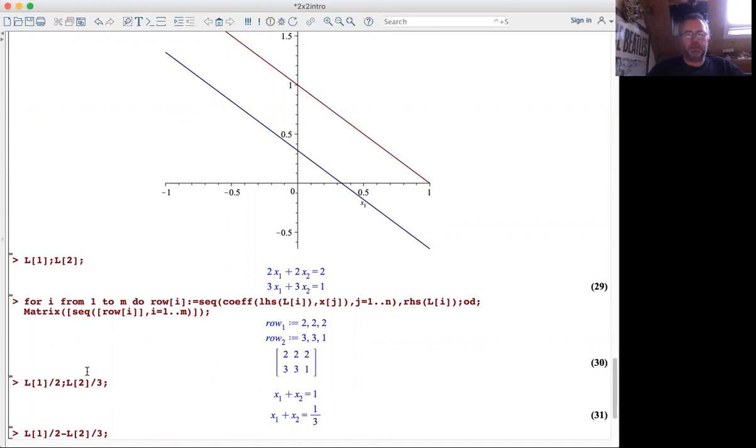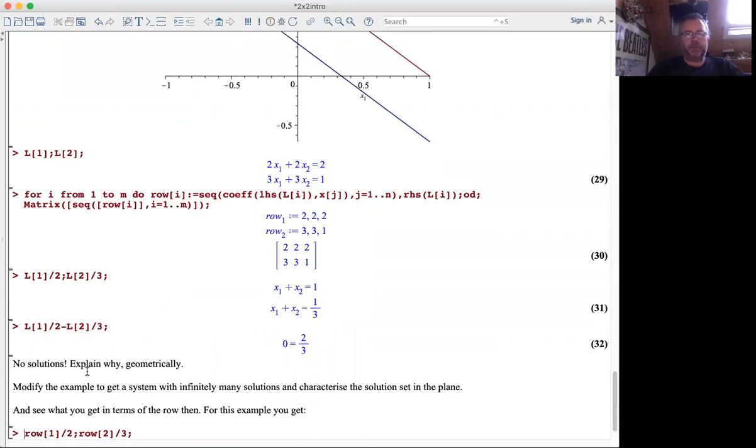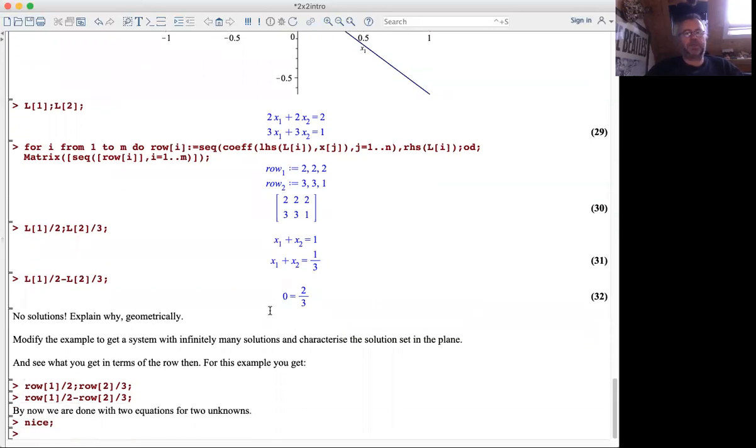And now I can do the same trick that I did before. I subtract them or add them, whatever, to get rid of some of the entries. So this will get rid of x1, but oh yay, it also got rid of x2. So now my new second equation that I want to use to solve something, all of a sudden is this, yeah, this is not an equation, this is a contradiction. There should have been something with x2 here, and there's nothing with x2. So no solutions, explain why geometrically.